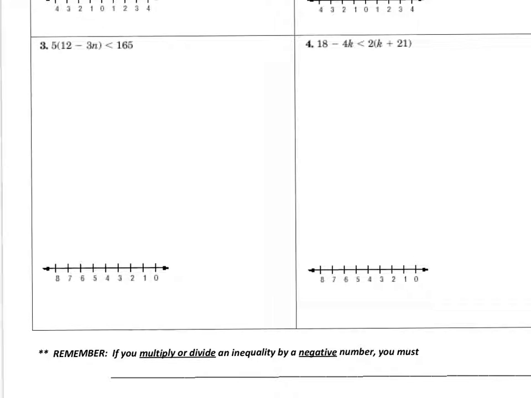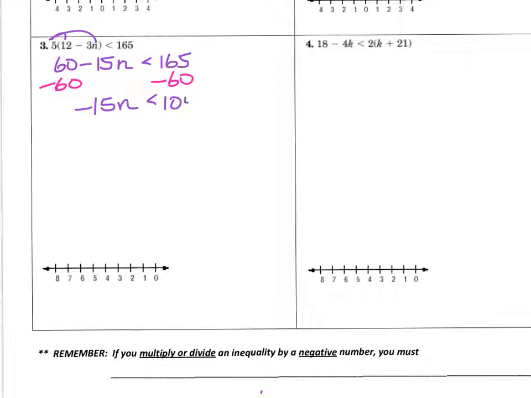All right, continuing, the next problem, we'll distribute and have 60 minus 15n is less than 165. Subtract 60 on both sides, and that will give us negative 15n is less than 105. Now, we're dividing both sides by negative 15. I hope you remember that that's a special situation because we're dividing by a negative number. If you multiply or divide an inequality by a negative number, you must flip the inequality symbol.